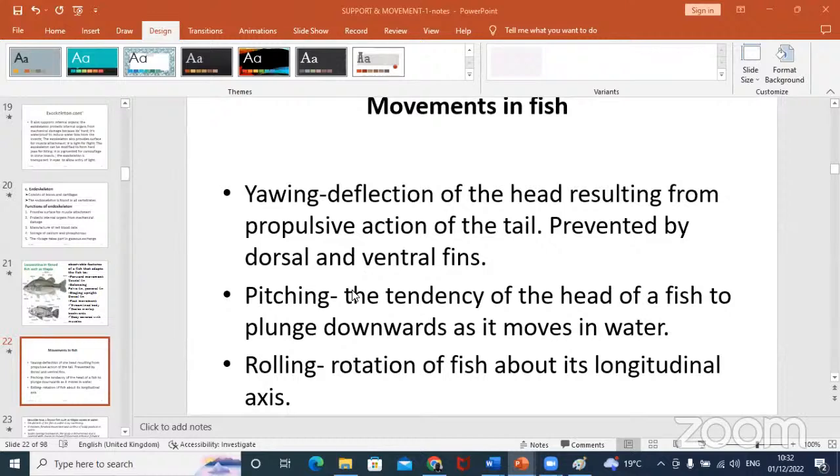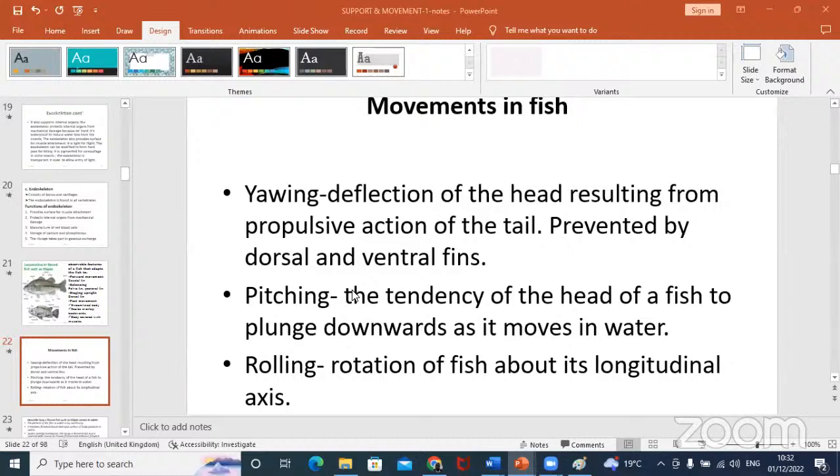Rolling is the likelihood of a fish to rotate around its longitudinal axis. That is prevented by the fact that it has the dorsal fin and also the caudal fin. So it prevents it from rolling in water. Those are the special movements in water. Fish can also brake. When it's moving at high speed, it can brake and turn.